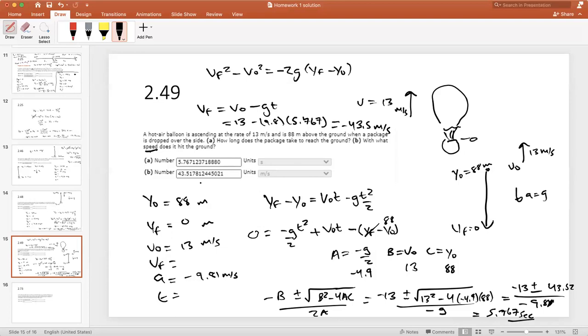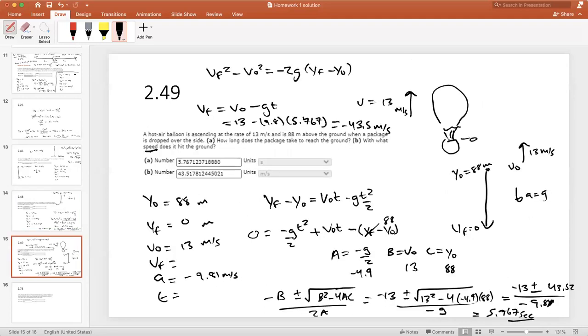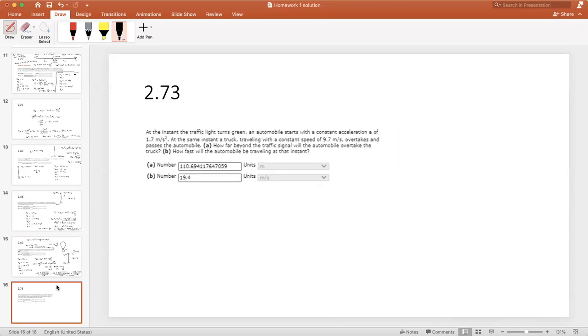Yeah, so this problem and the problem before it are kind of twins. In the earlier problem, you have an initial velocity down. In this problem, you may not realize that you have an initial velocity up. You definitely do.